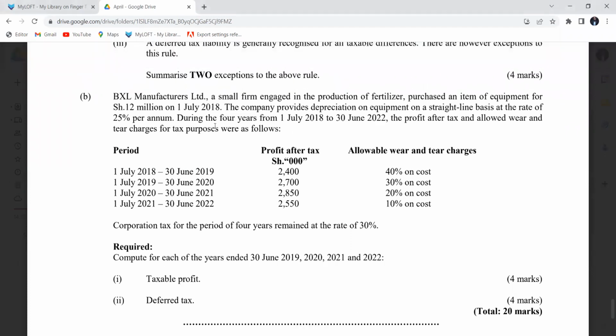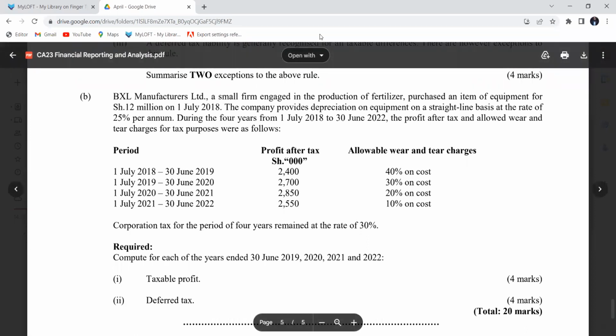Manufacturers Limited, a small firm engaged in the production of fertilizer, purchased an item of equipment for shillings 12 million on 1st July 2018. The company provides depreciation on equipment on a straight line basis at the rate of 25% per annum. During the 4 years, from 1st July 2018 to 30 June 2022, the profit after tax and allowed wear and tear charges for the tax purposes were as follows.